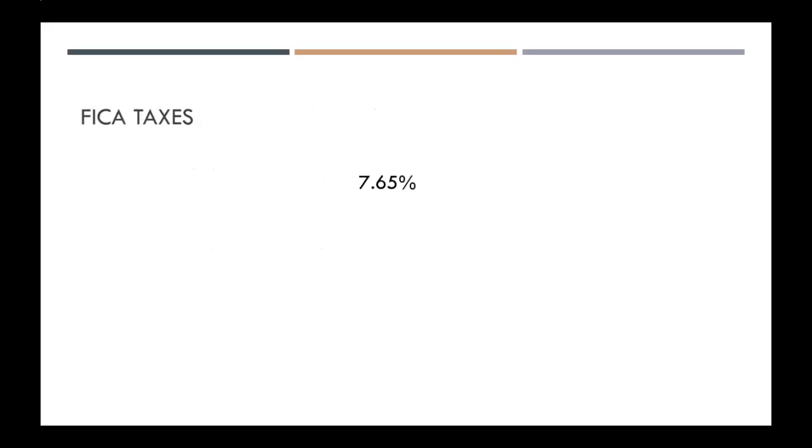Now, one of the taxes that you learned about was FICA taxes. So, you learned that FICA taxes were 7.65%. That's not just some random number. That's made up of two different taxes. You have 6.2% and 1.45%. So, what's that 6.2%? That's your Social Security tax, right?